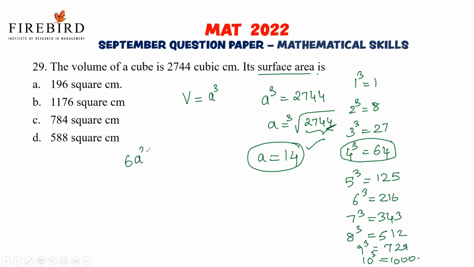So surface area. What is surface area? 6a square is the formula. So 6 into 14 into 14. 14 square is 196. So 6 into 196, nearly 6 into 200. If it is 6 into 200, my answer will be 1200, but 196 is lesser than 200, so my answer will also be lesser than but nearer to 1200. The only value nearer to 1200 is 1176, which is my answer. You can guess it easily without doing calculations.